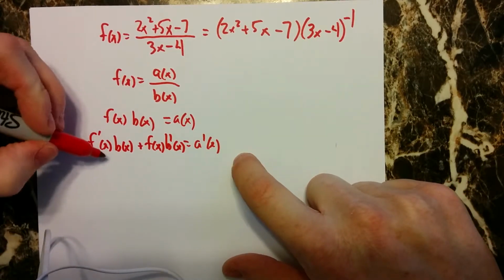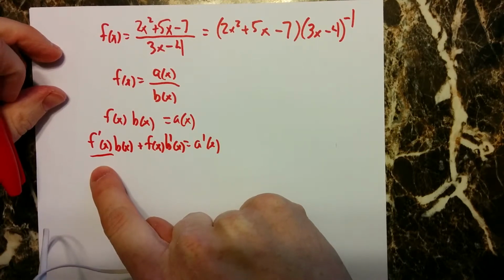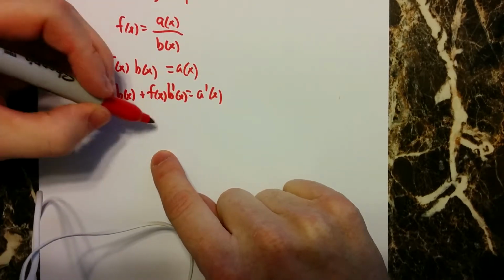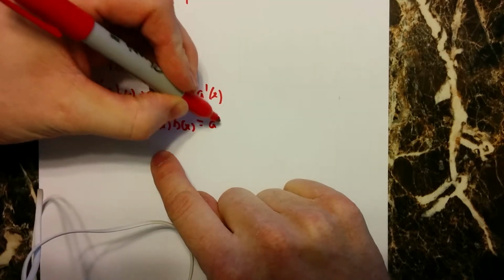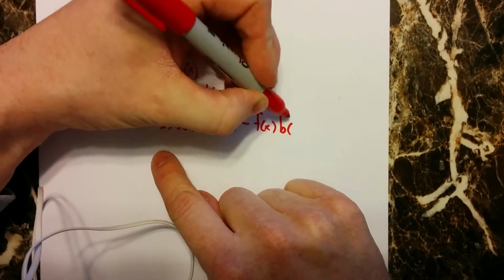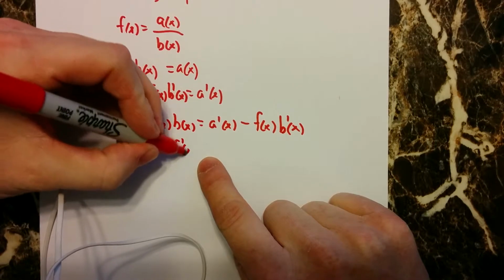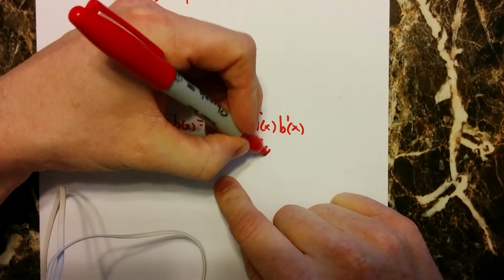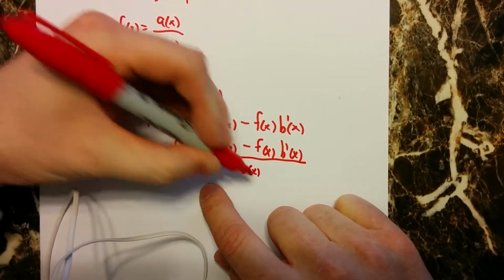The thing is, f prime is the function that we want to isolate. So we'll take a couple of steps and isolate that. Nice and straightforward: f prime of x, b of x equals a prime of x minus f of x, b prime of x. Then we'll divide and we'll get f prime of x equals a prime of x minus f of x, b prime of x, all over b of x.